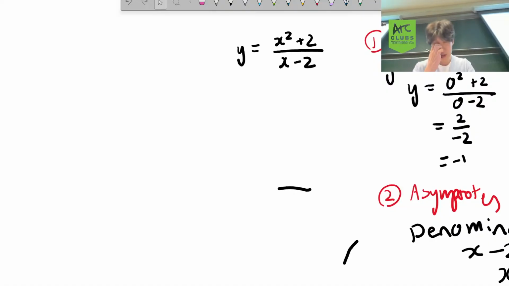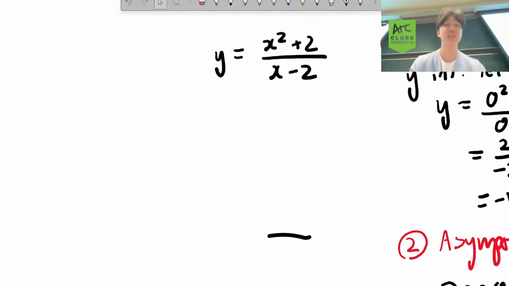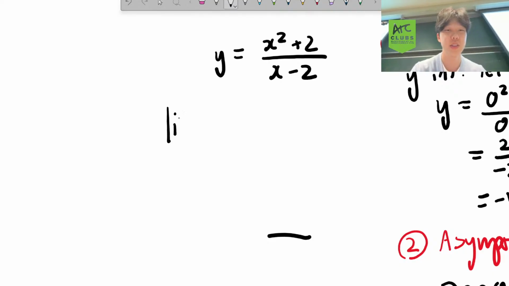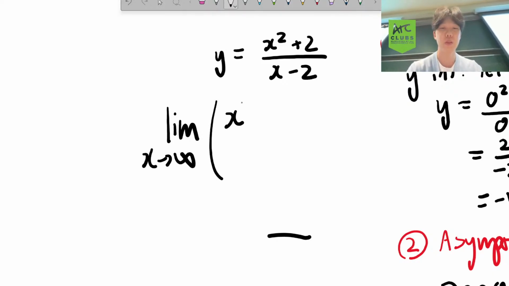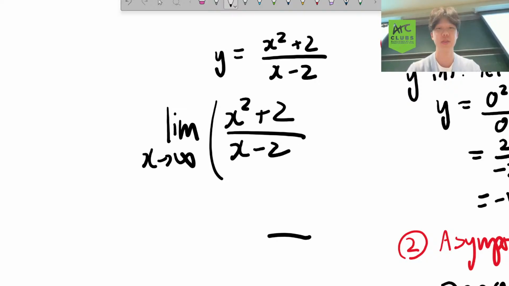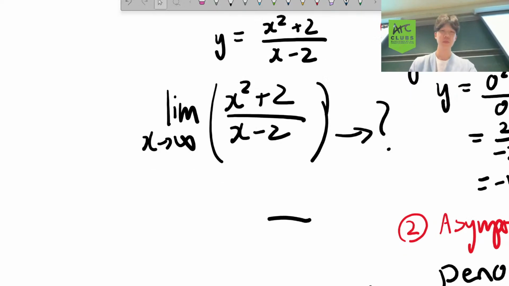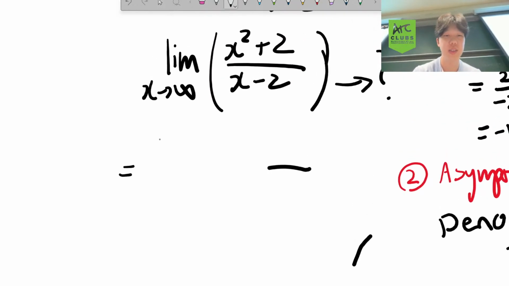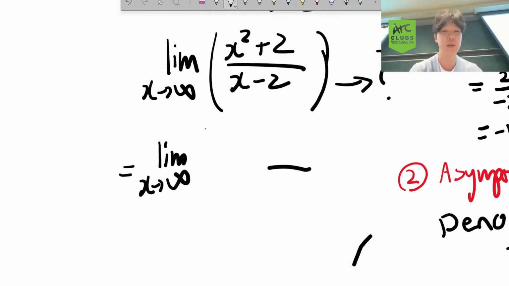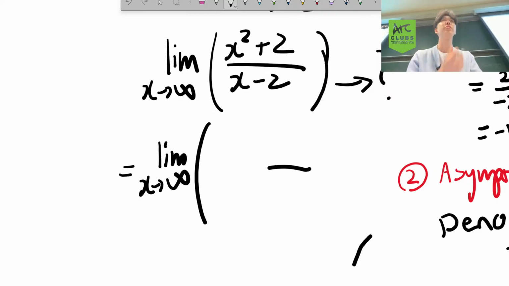Now to find our other asymptote, we see how the function behaves as x becomes really, really big. Essentially, I want to find, as x approaches infinity, what does (x squared plus 2) over (x minus 2) tend to? So this is the limit as x approaches infinity. One way we can do this is to use polynomial long division to find what (x squared plus 2) over (x minus 2) becomes, which you guys probably learnt.